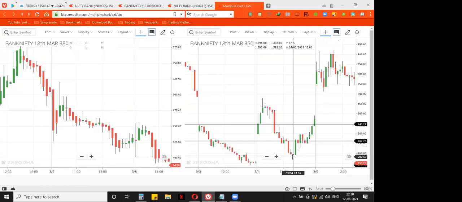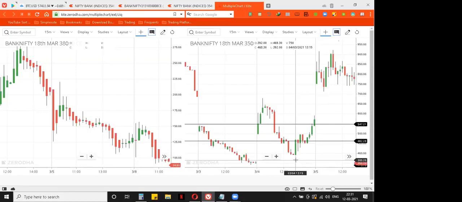Stop loss is very less. Yes, stop loss will be low. Yes, 6 points only. Initially, though, I'll mention that when you try it out for the first time, it will be very, very scary, because you will feel what happens if my stop loss gets hit. If it gets hit, it gets hit. That's it. You can't do anything about it.